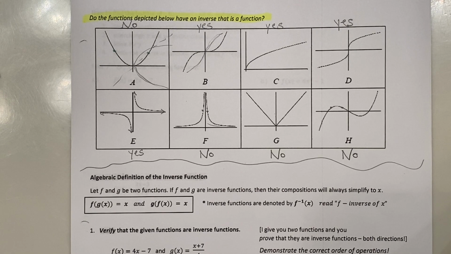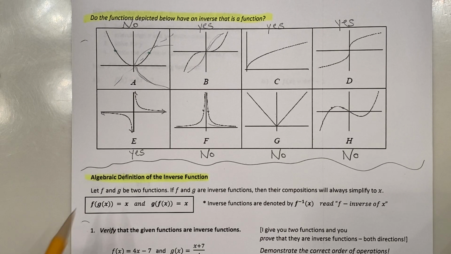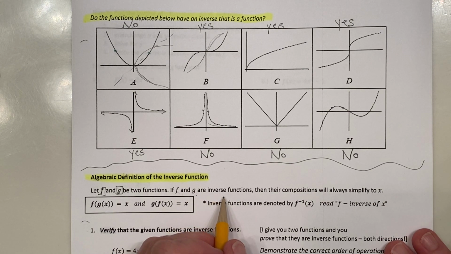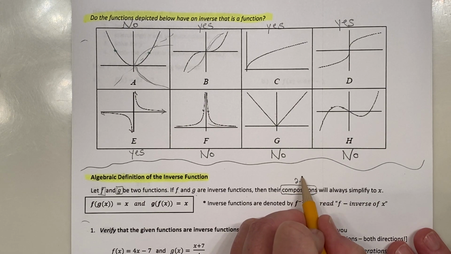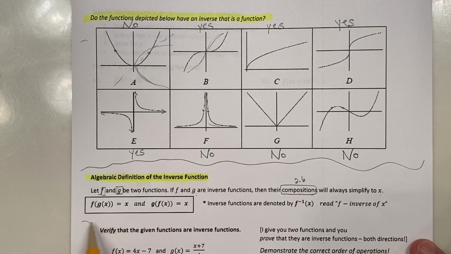All right, moving on with some more topics with inverse functions. Let's look at the algebraic definition of an inverse function. So let's say we have two equations. Let's say we have f and g and they're both functions. If f and g are inverse functions, then their compositions, which we saw in section 2.6, will always simplify to x. Right here in this boxed statement, what it means is if I were to put g inside of f, remember this is not multiplication, this is a substitution operation. So this is composition.